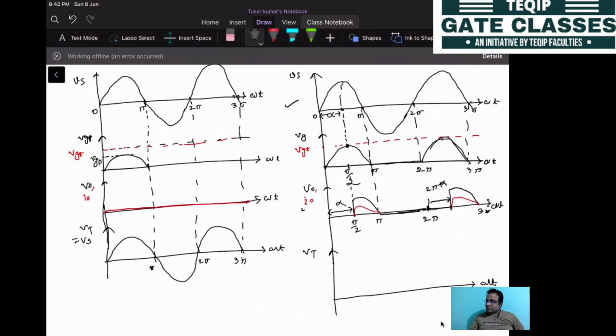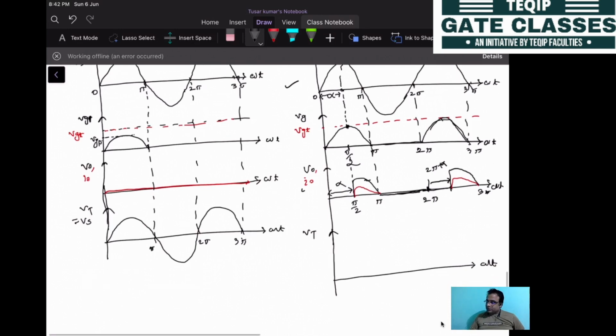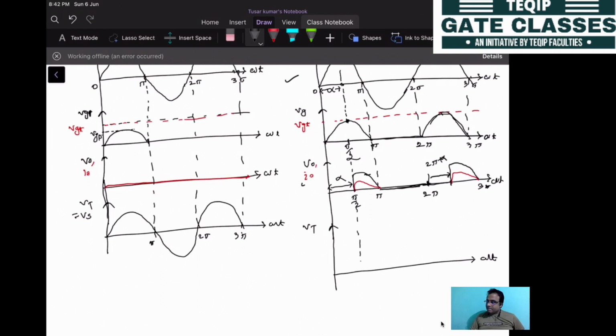Now you subtract. Subtract means this part will be cut from the source voltage. So how will it be? So you'll be getting the output voltage Vt like this. But from this instant, pi by 2, the device starts conducting. So that's why for this duration, the output voltage will be 0. Then from pi to 2 pi, you will be getting the negative voltage. Then after that, again 2 pi to 2 pi plus alpha, again it will be like this. Then after that, again it will be 0.